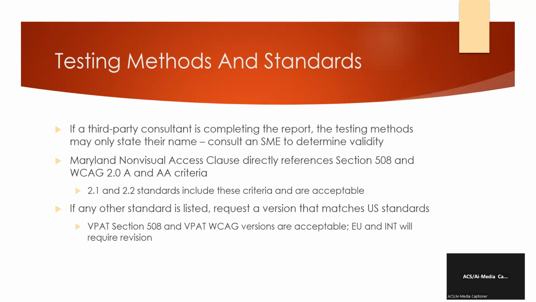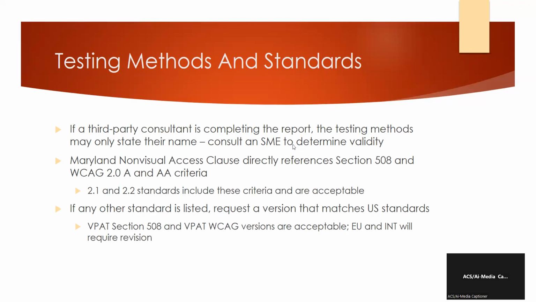If they do mention 2.1 or even 2.2 standards, that's acceptable because both of those standards include 2.0. There was nothing removed from 2.0 when moving to 2.1 and 2.2. So in most cases, we can actually point to that and say, if they're meeting those standards, then they're better than what we expected. So that is very useful and important to us.